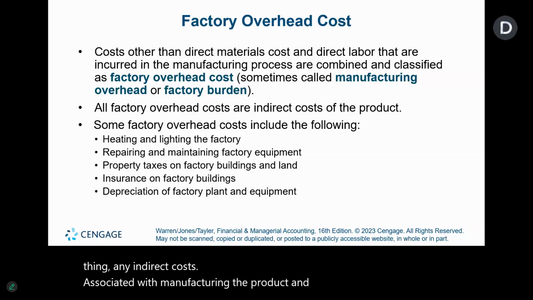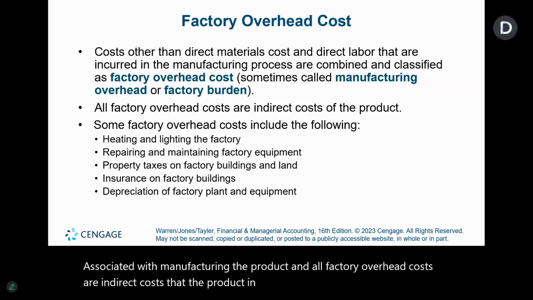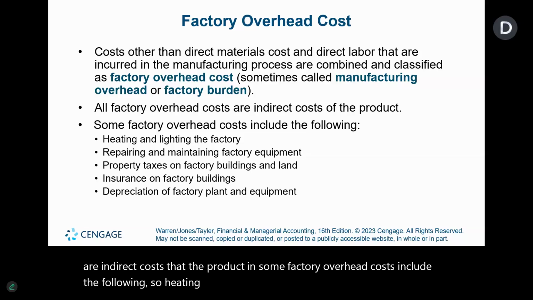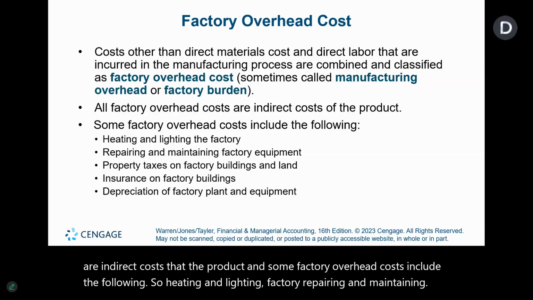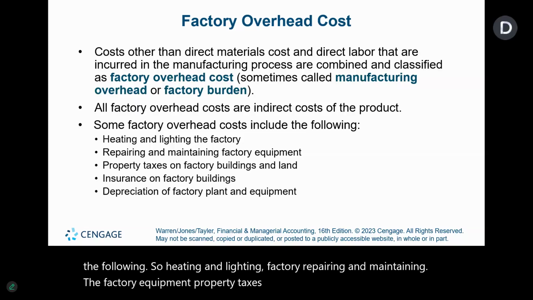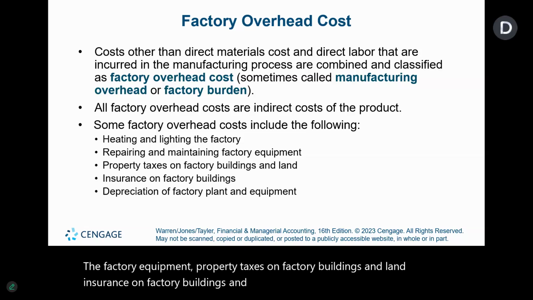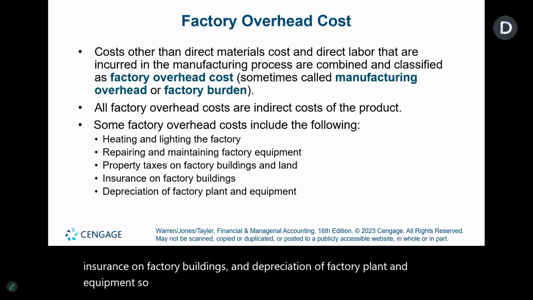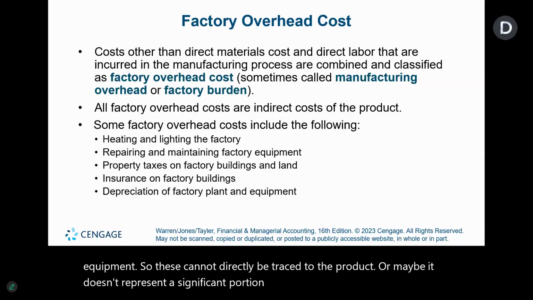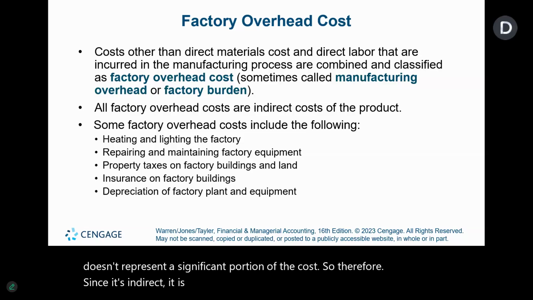And all factory overhead costs are indirect costs of the product. Some factory overhead costs include the following: heating and lighting the factory, repairing and maintaining the factory equipment, property taxes on factory buildings and land, insurance on factory buildings, and depreciation of factory plant and equipment. These cannot directly be traced to the product, or maybe they don't represent a significant portion of the cost. So, since it's indirect, it is lumped into this factory overhead account.